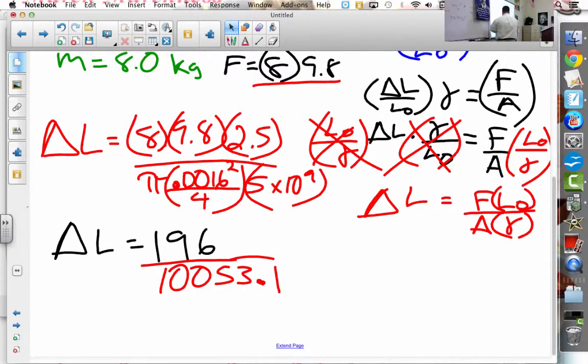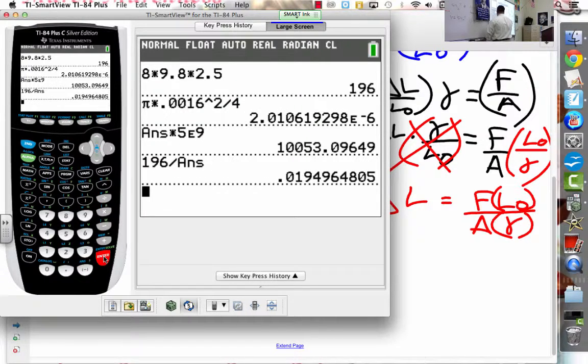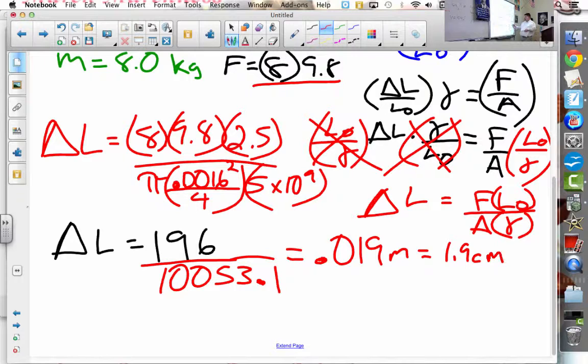Is that right? Well, let's see what that is. If I say 196 divided by whatever my answer from the last one was, I get 0.019 meters. Now, if I were to convert that, it's actually 1.9 centimeters. You could write it that way. That's what the answer in the back of the book is. Right? Is that right?